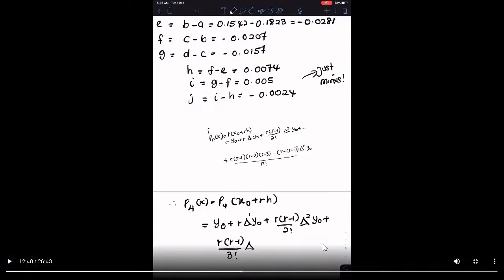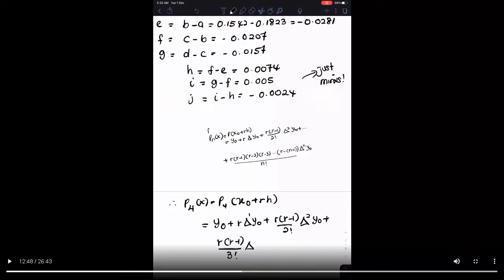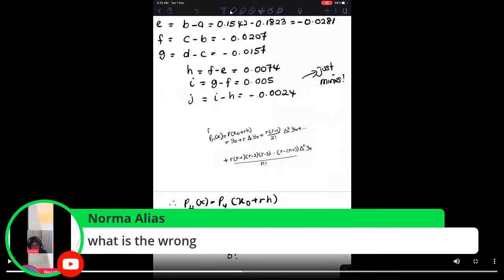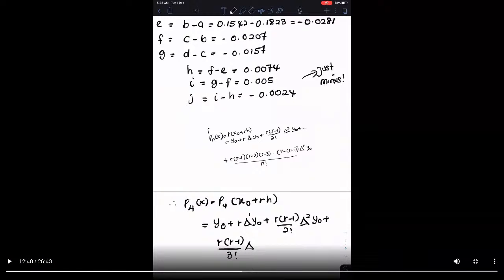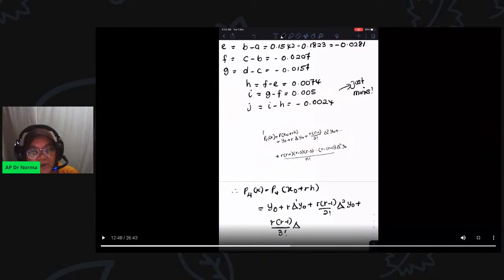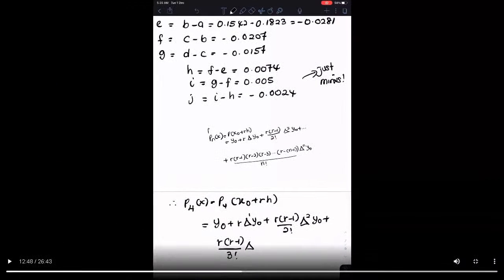What is wrong with this formula? You see there is a mistake in this formula. The wrong part is r minus 1 divided by 2 factorial plus r minus 1, r minus 2, because we have 3 factorial above. We need to go up to the 3 factorial. You need to times r minus 2 divided by 3 factorial. So that is wrong.